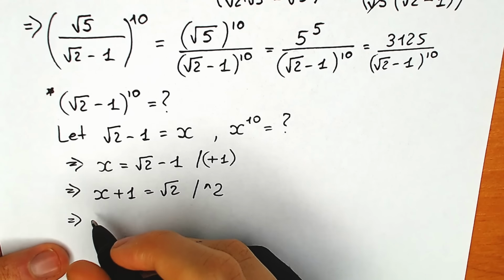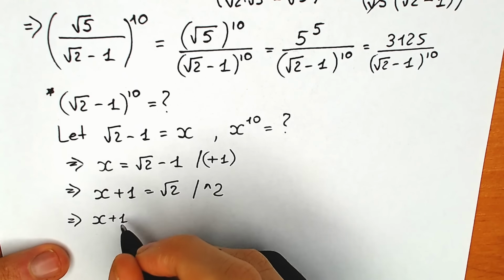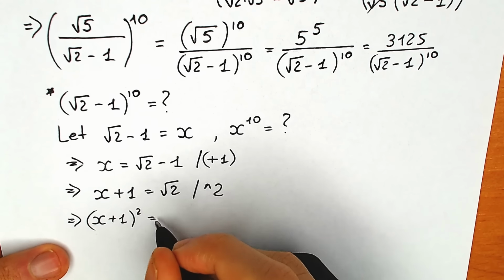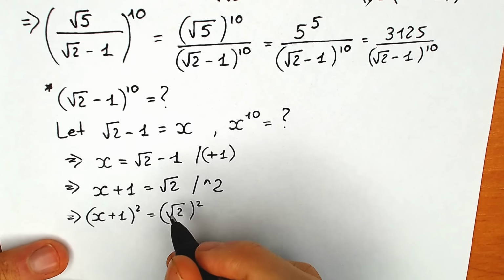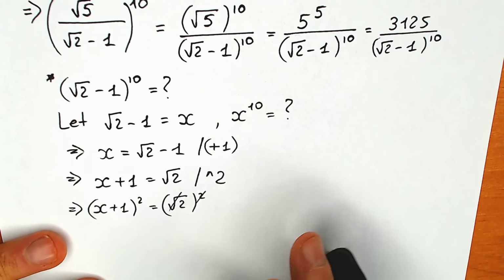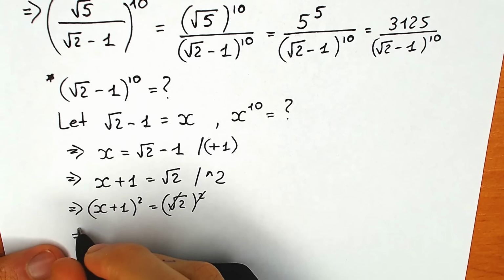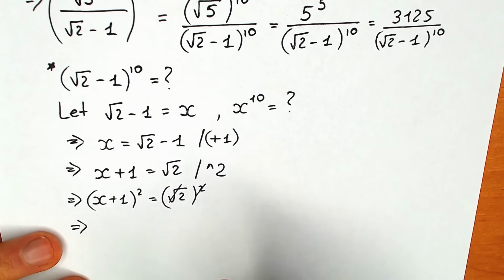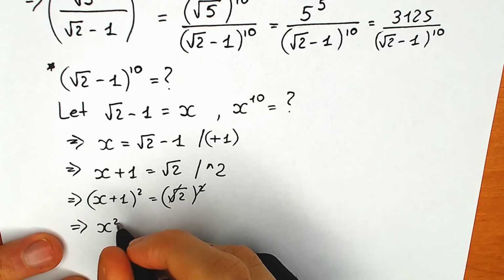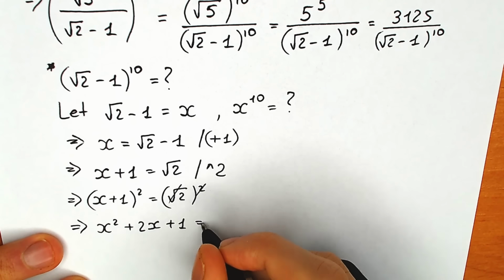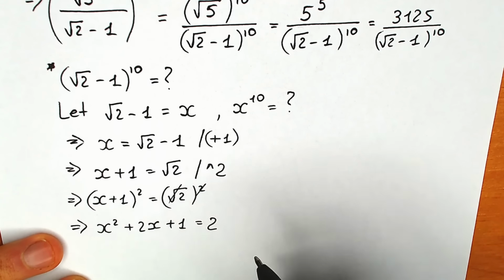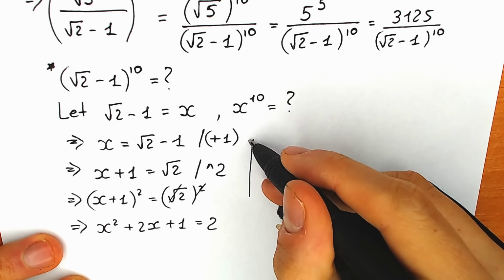On the left side, we have x plus 1 to the second power equal to square root of 2 to the second power. As a result, we can easily cancel this square root sign with this 2, so we have 2 on the right side. On the left side, we have a basic school identity: x squared plus 2x plus 1 equal to, from here we have 2. Right now I'm going to continue right here because I don't have enough space.